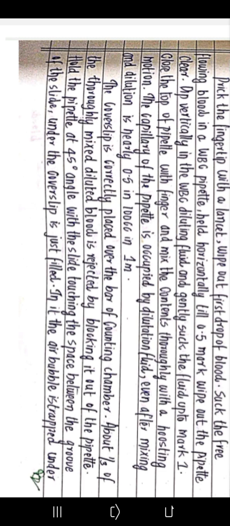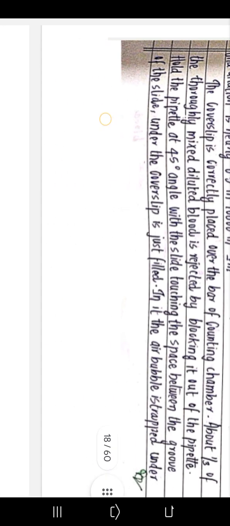Hold the pipette at a 45 degree angle to the slide, touching the space between the groove of the slide, until the space under the cover slip is just filled. If an air bubble is trapped under the cover slip, remove it by tapping the cover slip at the edges of the slide and allow the air to escape. Wait for about 3 minutes and check for even distribution of blood cells under the microscope. Result: number of WBC present in mm³ of human blood. You could see the result.